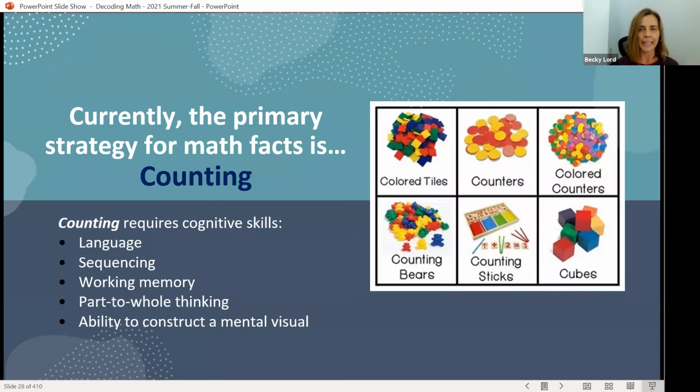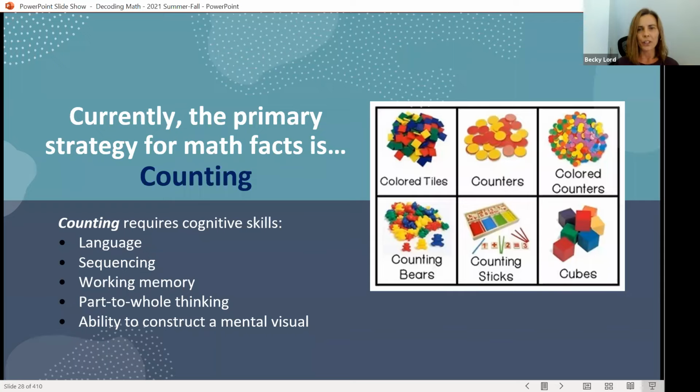You don't have an innate ability to count. You have to learn that through language. So counting requires language abilities. It requires the ability to sequence and to put things in order. It requires working memory. So your working memory is how many things, how much you can hold in your mind and think about at a time.